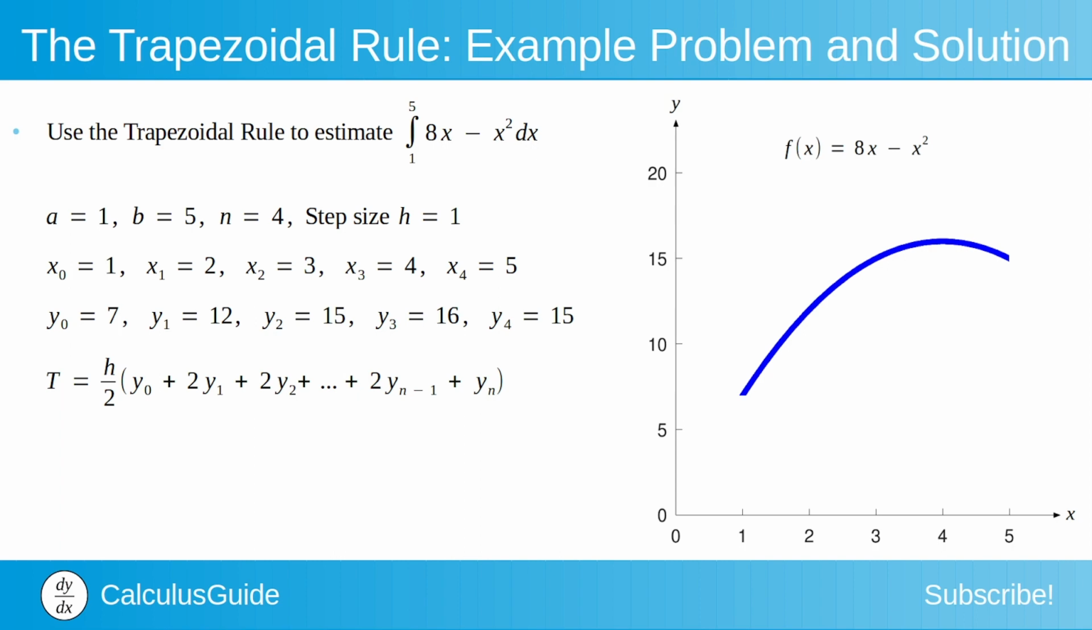Next, I'll calculate the value of T. In this example, I've chosen n to be equal to 4. So T is equal to h over 2 multiplied by left bracket y0 plus 2y1 plus 2y2 plus 2y3 plus y4, right bracket.